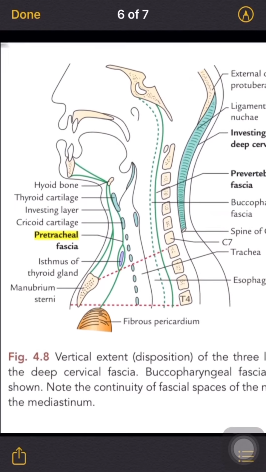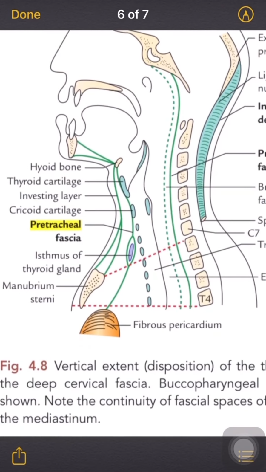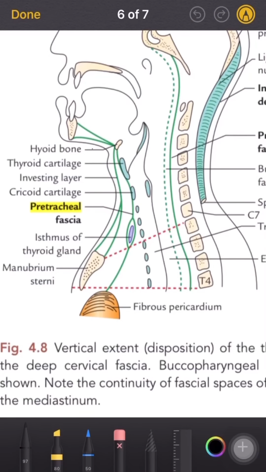So here you can see that pretracheal fascia, it begins from the hyoid bone and then it goes and attaches to the thyroid cartilage. Later it attaches to the cricoid cartilage and then it splits and encloses the thyroid gland, as you can see here, and then in the end it attaches to the fibrous pericardium.